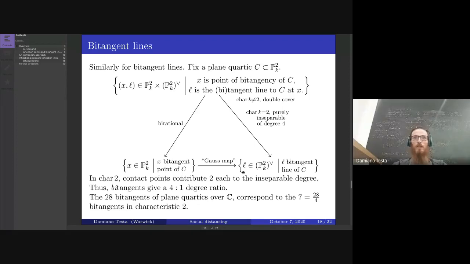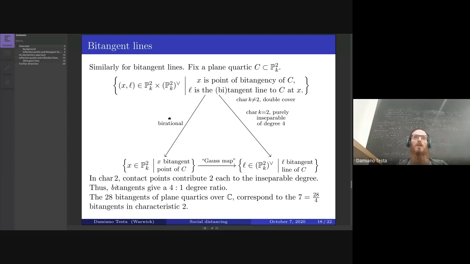So this gives me a factor of 4 in the count for the number of these points that are equal to the number of bitangent points, but it's 1/4 of the number of bitangent lines. And here I summarize this, and in particular you see that when the characteristic is 2, each contact point contributes 2 to each inseparable degree, and so bitangent lines count with multiplicity 4 from this number here.